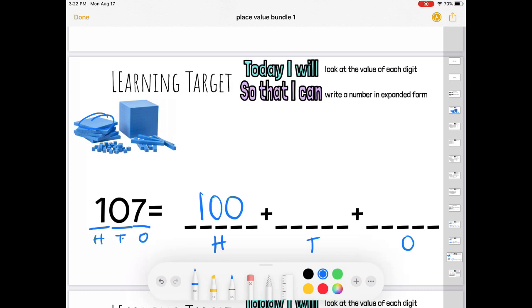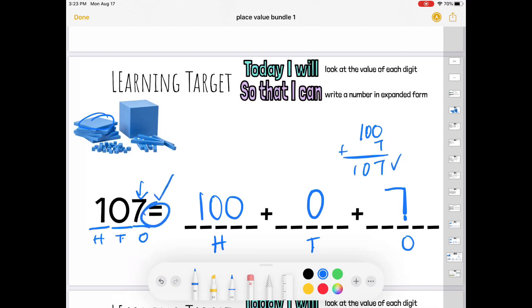In my tens, I have 0 tens. So I can't leave this blank, so I need to put a 0 because there's 0 tens. And in my 1 spot, I have a 7. That is 7 ones. So 100 plus 0 plus 7 is 107. And you can even check that if you want by doing 100 plus 7, bringing down the 0. There you go.